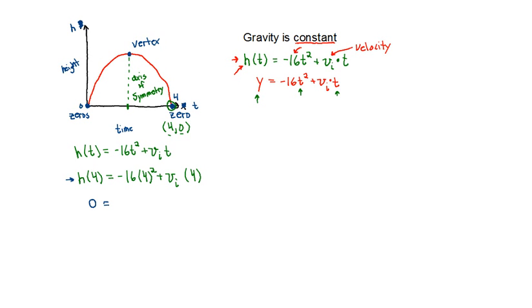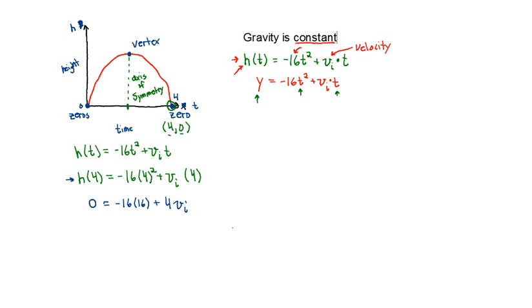Equals, let's do some math on the other side. 4 squared is 16, so this will be negative 16 times 16 again, plus, and I'm going to put the 4 on the other side of the v. We usually like the number before the variable. So that will be 4 times the initial velocity.